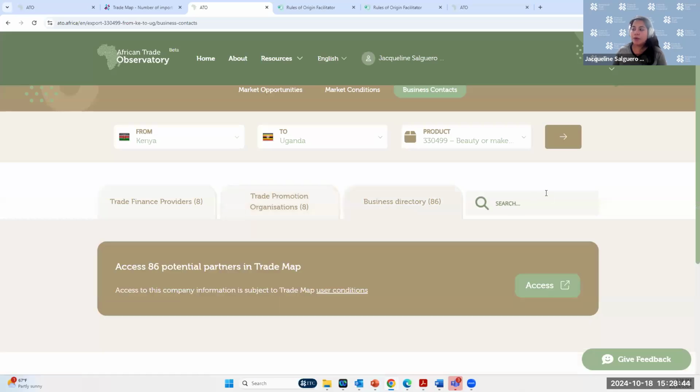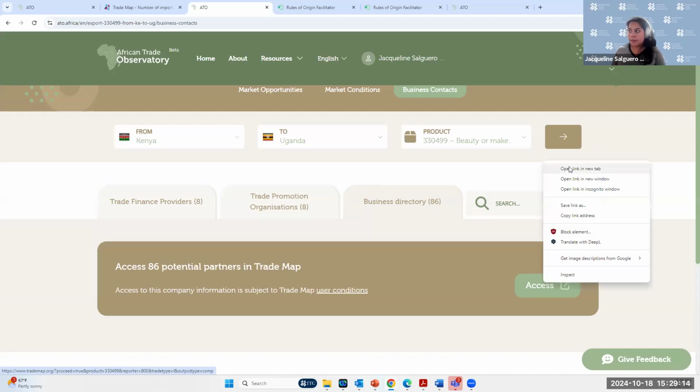And then we have what we call the business directory. This is from the Ugandan side, so from the country that I have pre-selected, right? And this is linked to one of our tools, which is called Trade Map. Here we will have information about potential importers of this product, so that I can not only identify the market and understand the rules, but also potentially contact a company that might be interested in my product.